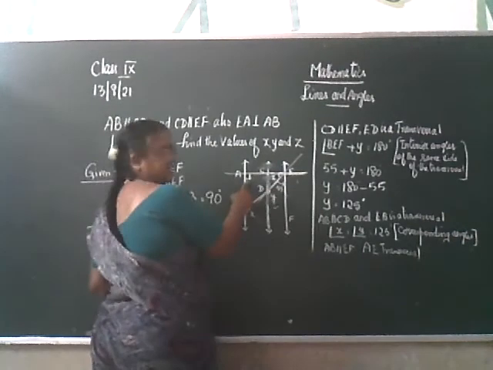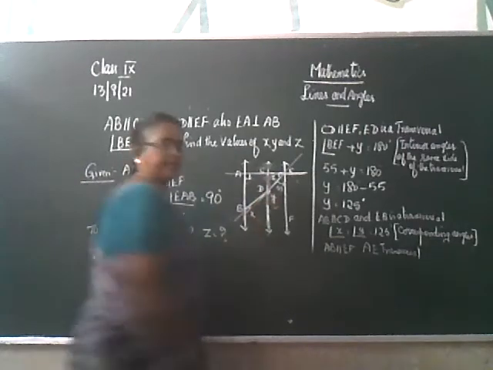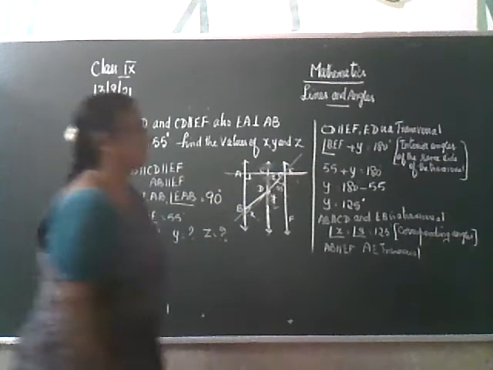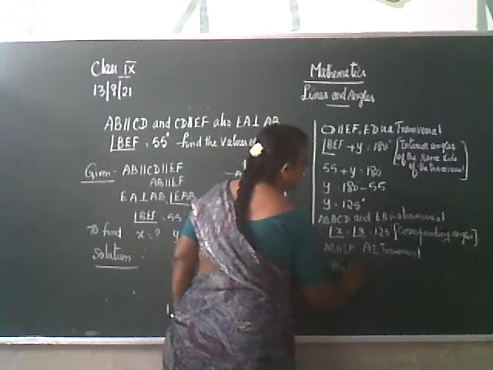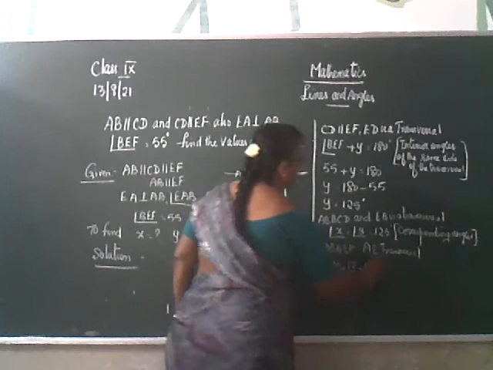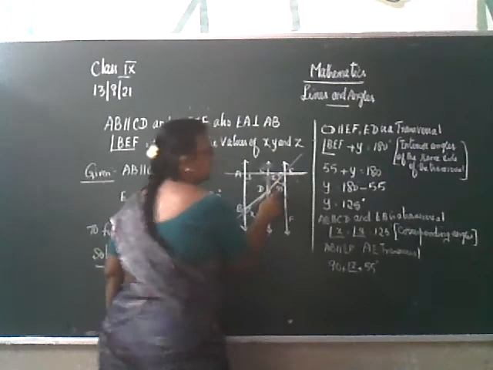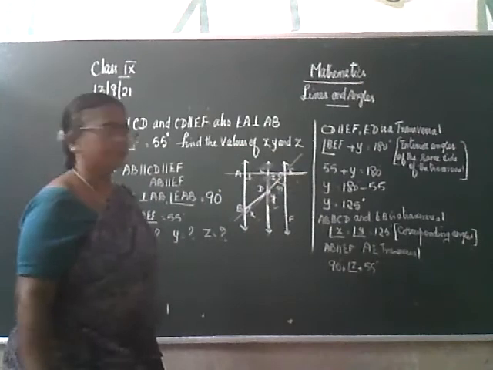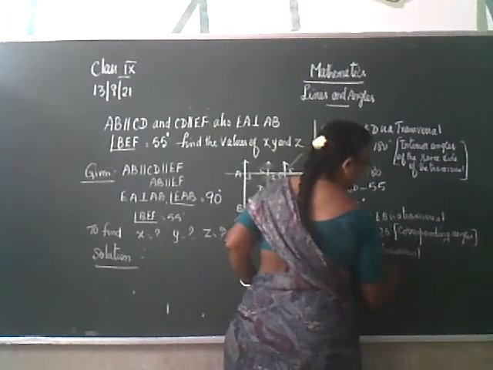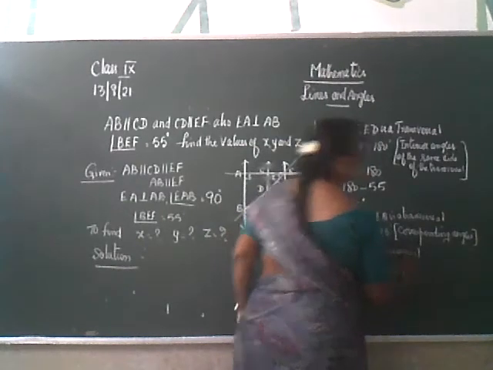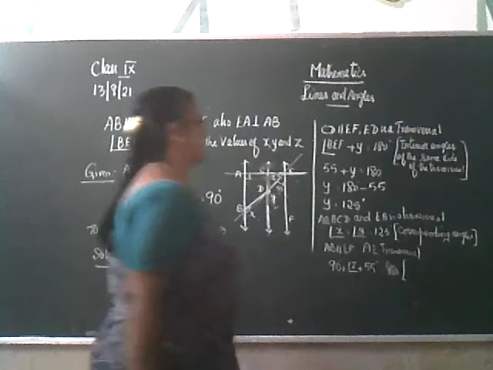So this is how much? 90 degree. So I can write 90 plus Z plus 55, because this is 90 and the whole thing is Z plus 55. So 90 plus Z plus 55 is equal to 180 degree. Sum of the interior angles of the same side of the transversal.